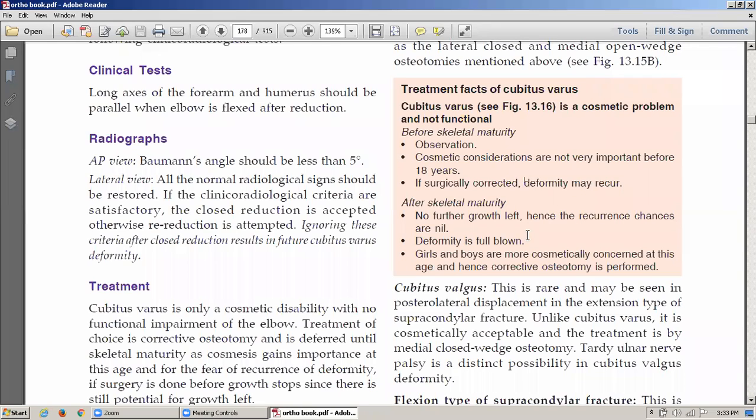So the deformity is full blown. Girls and boys are more cosmetically concerned at this age, and hence corrective osteotomy is performed.